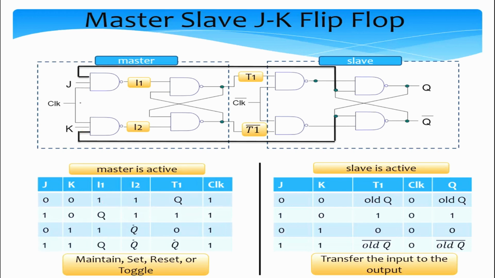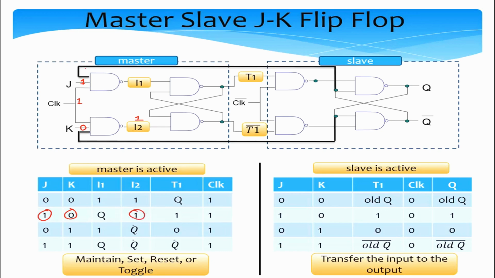Let us consider the next combination in which J is equal to 1 and K is equal to 0. So if J is 1 and K is equal to 0, let's consider what we can do very quickly, and the clock is 1, of course. What we can do very quickly is set the output of this NAND gate to 1, because the moment we have a 0 as an input, the output of the NAND becomes 1. So I2 is equal to 1.